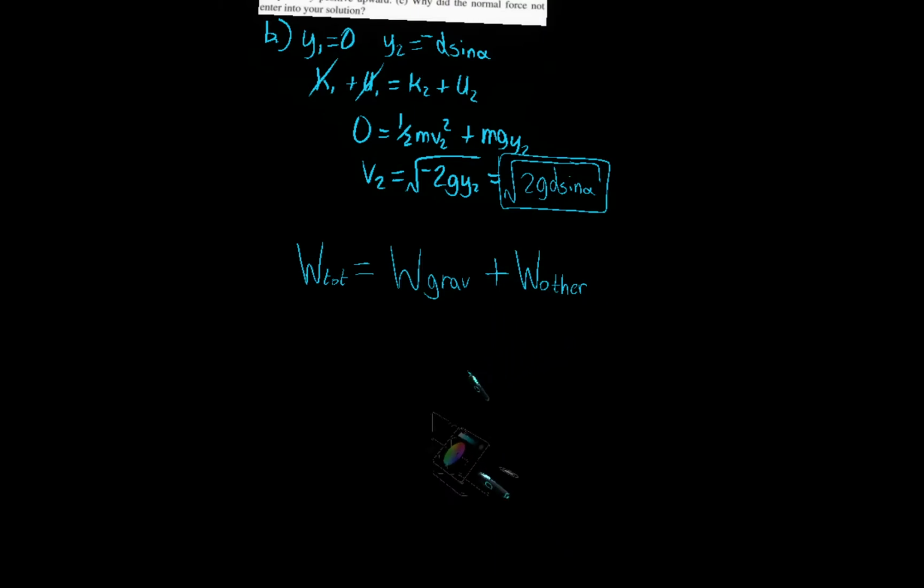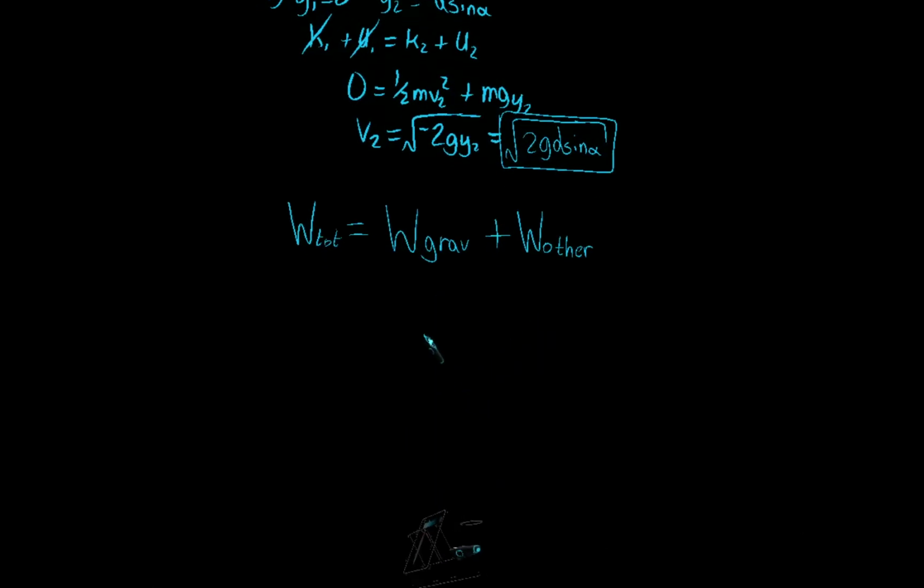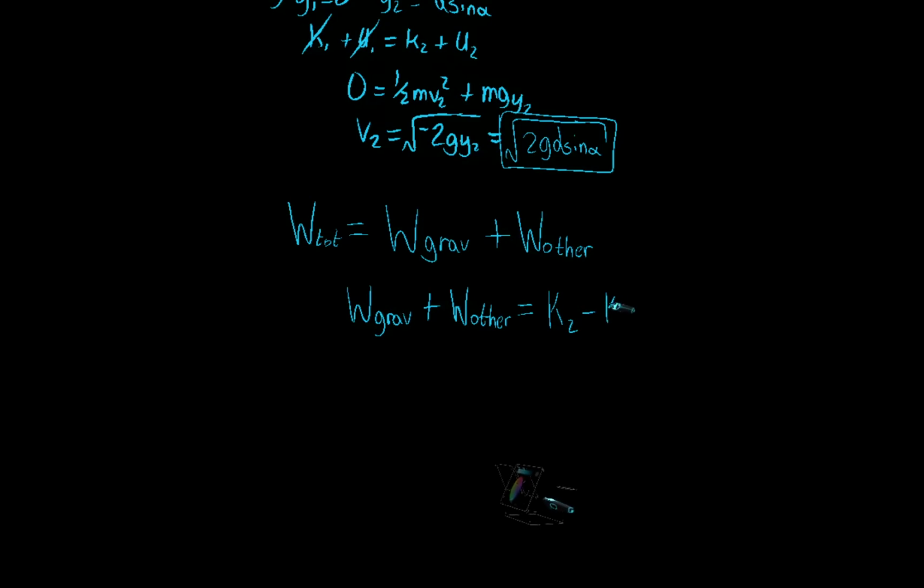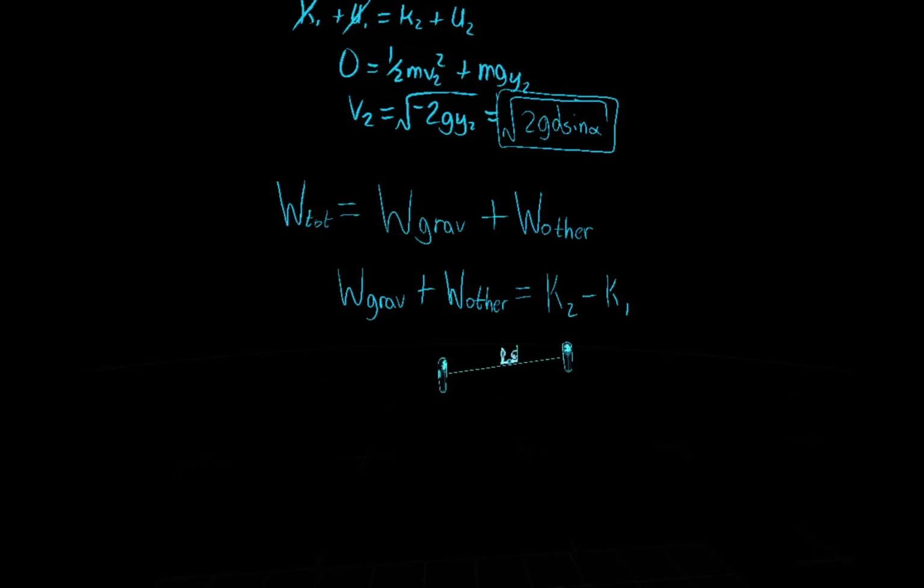Okay? So what does that mean? If we bring that all back in, that just means that the change in kinetic energy plus work other is equal to K2 minus K1. So the total work is equal to the total change in kinetic energy. That's the work energy theorem. So now the total work is not just W grav, it's W grav plus W other, and so we have this equation here.